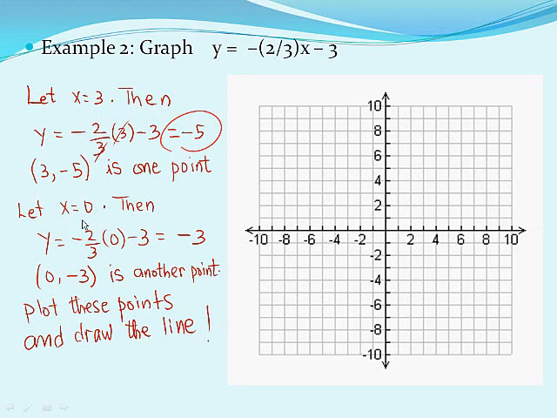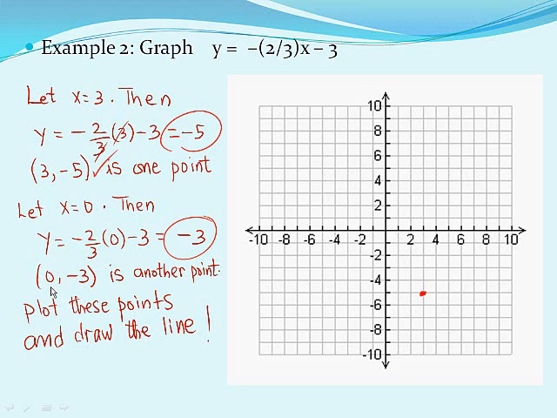Substitute another value, say x equal to 0, and calculate y as negative 3. (0, negative 3) is the second point. So we are going to plot these points now. X equal to 3, y equal to negative 5, which will be up here. So this is x equal to 3, y equal to negative 5. So that is the first point.